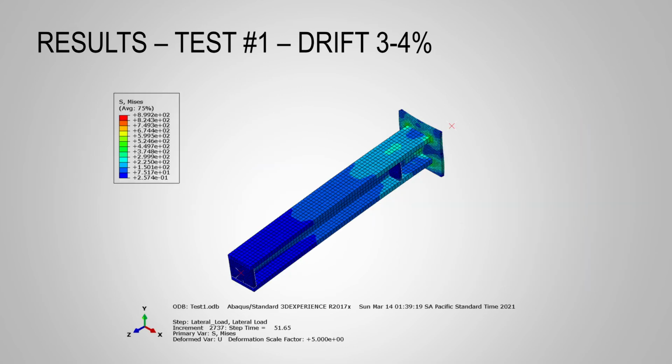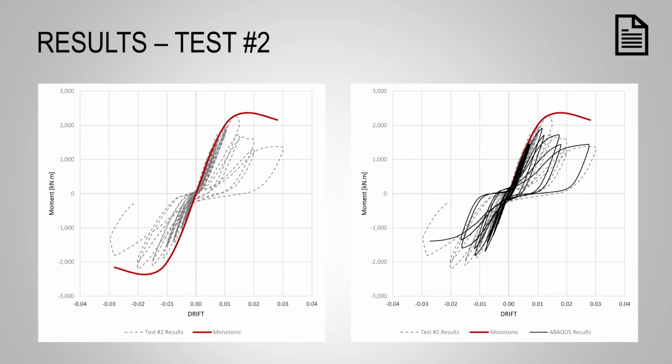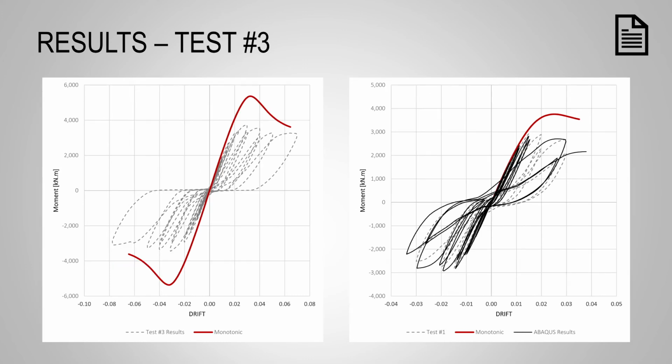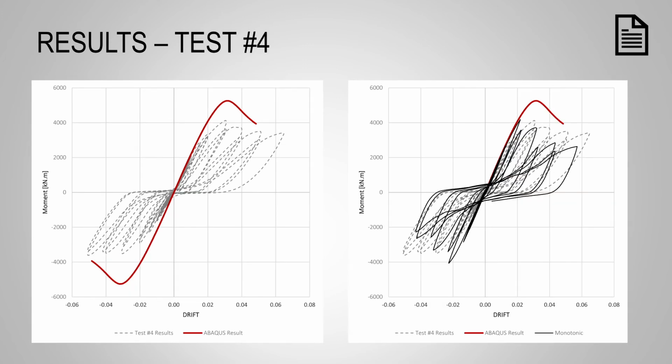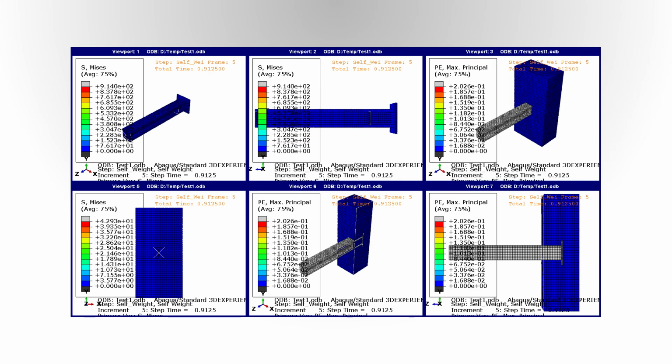Here we are presenting a graph with the von Mises stresses in the steel column. We can see that the column remains mainly elastic. Additionally, we can perceive how the moment is concentrated near the concrete pedestal face. Here we can see the results from test number 2, test number 3, test number 4, and also I am going to show you a video showing the cyclic response that was modeled in ABAQUS.